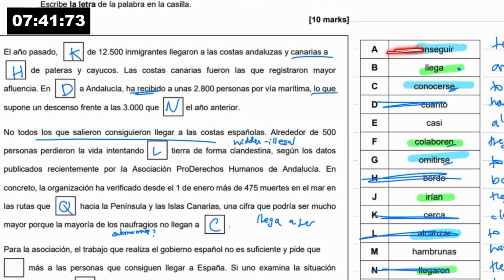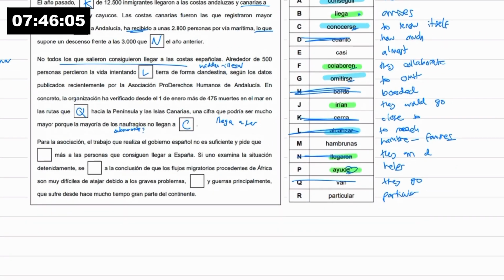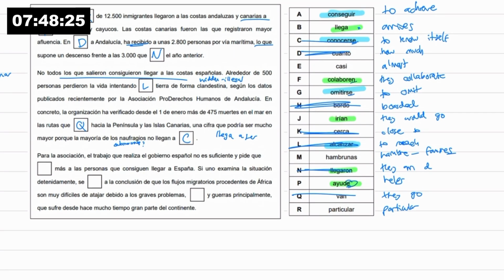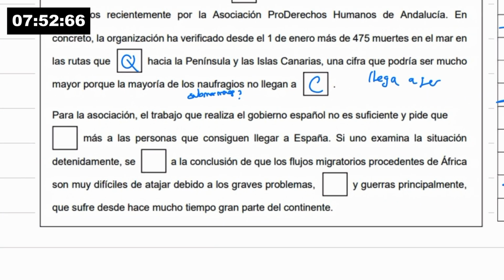Conseguir is like to get or to achieve. No, llegan a achieve. I don't know. I'm gonna look in conocerse for the time being. I'm not sure about that one, but I'm gonna move on. Okay, three more left. So, y pide que el gobierno que realiza el gobierno español no es suficiente.